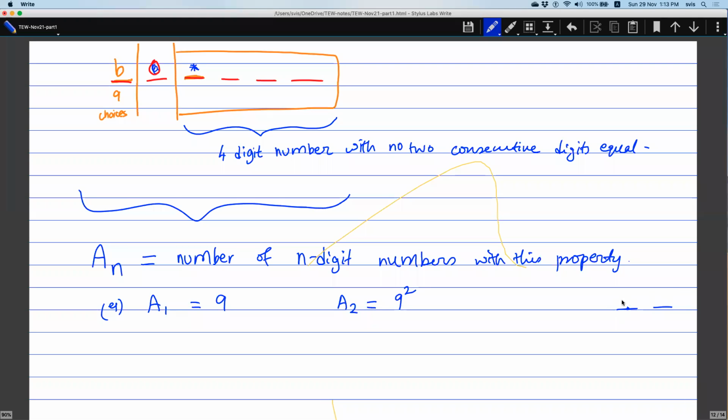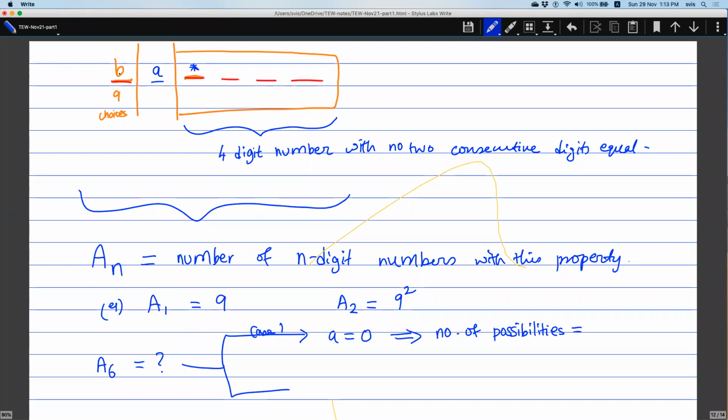Okay, and now let's see how breaking it up into sub problems works. So what are we concluding? Here's our original problem. We want to find out the value of A6. My original question was: what is A6? Now we broke this up into two cases. Case one is that this digit, which we called A, equals 0. So how many possibilities are there in case 1? In this case, the number of possibilities turns out to be how many? For B, I have 9 choices. And what's to the left of A? For that, how many choices do I have?